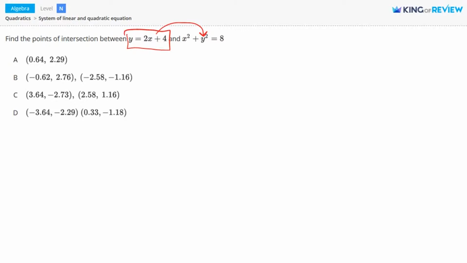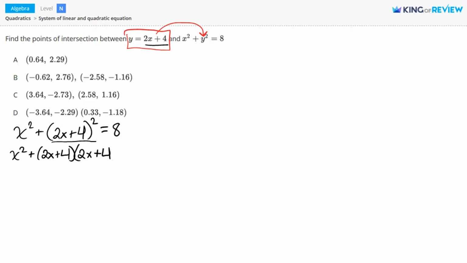So what does this look like? We have x squared plus y squared equals 8. Notice I left a blank space for y. So now I'm going to substitute the 2x plus 4 for y. So that goes here in the parentheses, 2x plus 4. Now I'm going to expand this portion. I have x squared plus 2x plus 4 times 2x plus 4 equals 8.